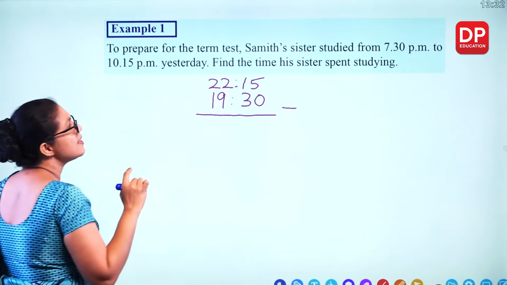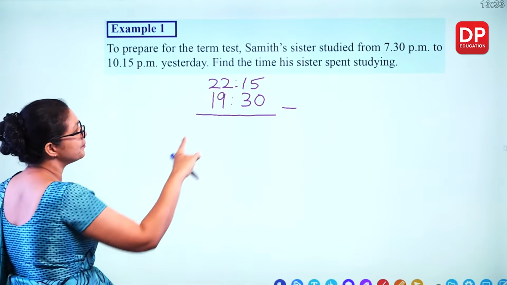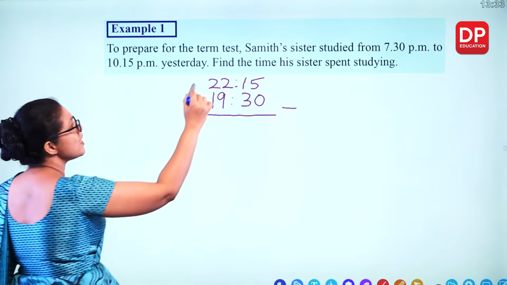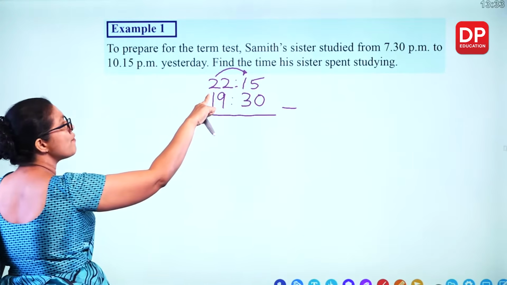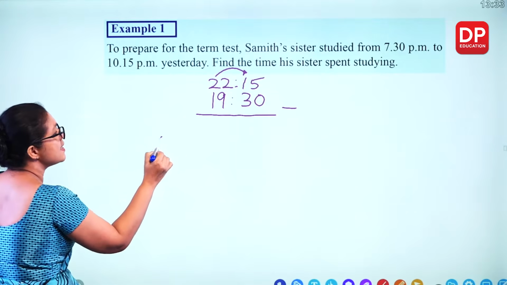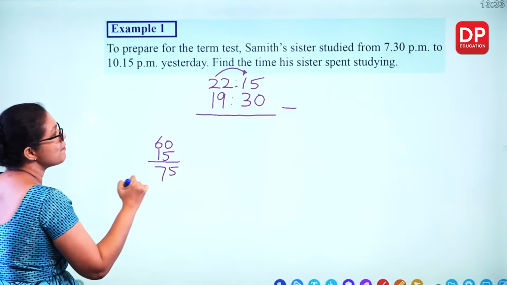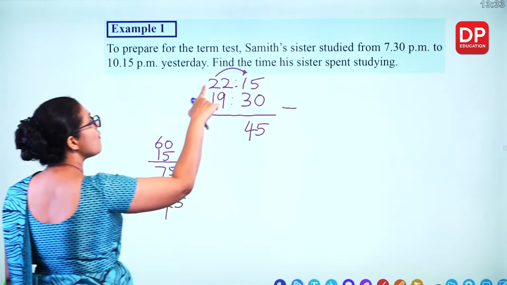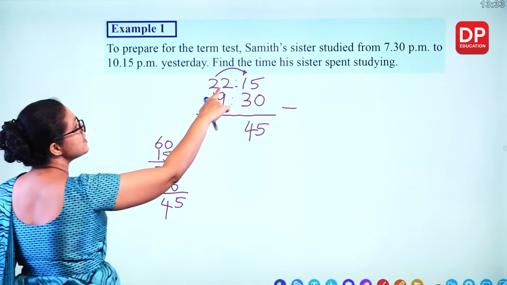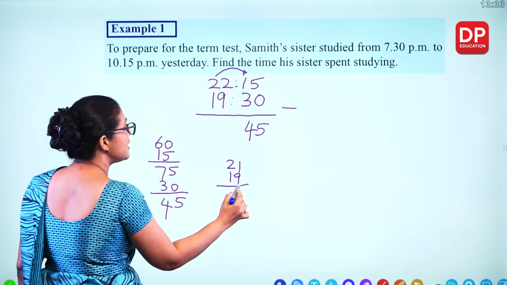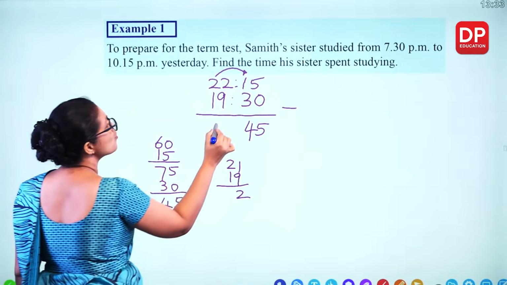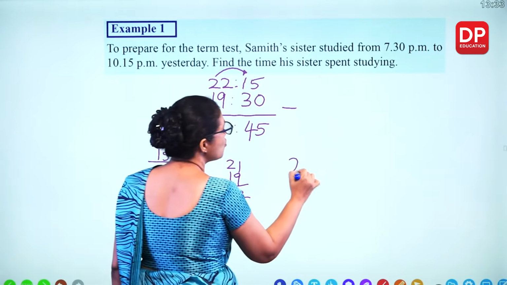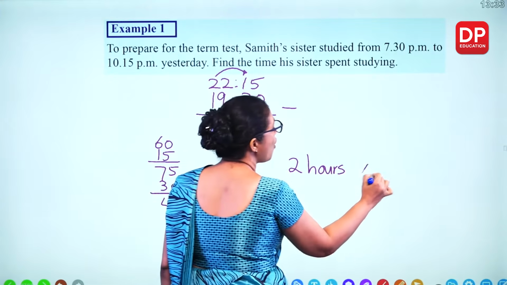The difference is the time she spent studying. Subtract. Can you subtract 30 from 15? You can't. So you have to take 1 from this. When you take 1 from this, it means you are adding 60 minutes. 60 plus 15, you get 75. Now you can subtract 30, you get 45 minutes here. You have already taken 1 hour there, so this becomes 21. 21 minus 19, you get 2. So 2 hours and 45 minutes she studied.